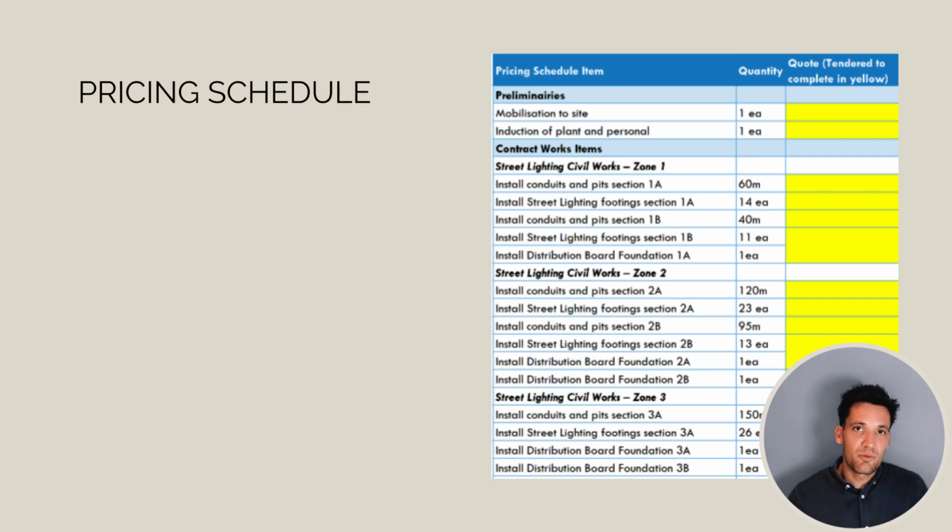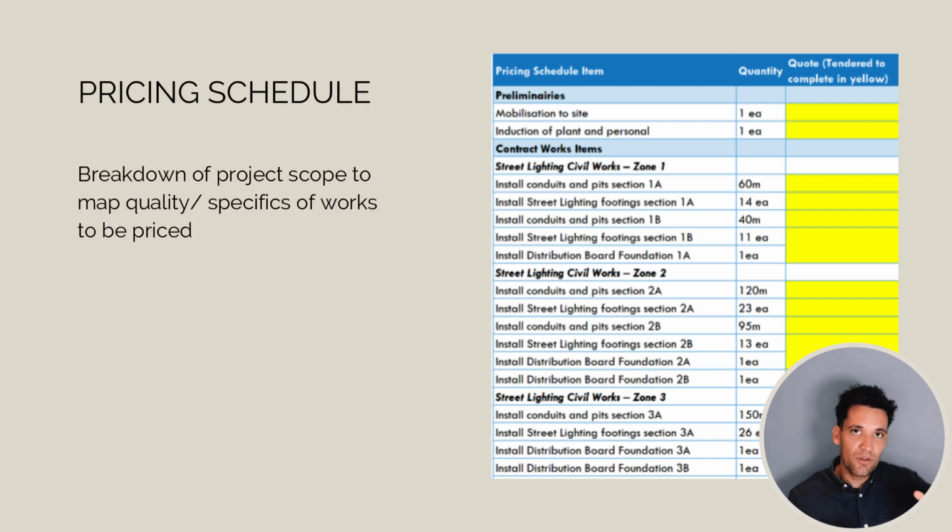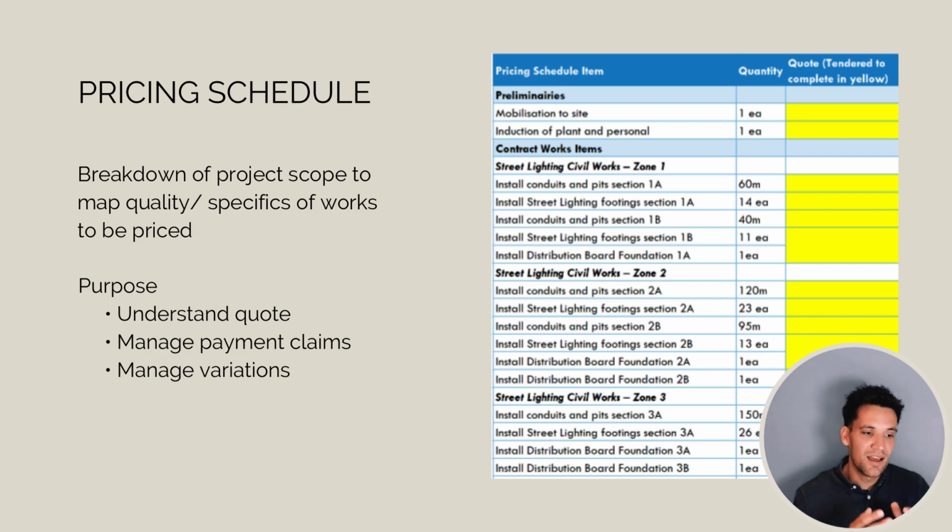The next attachment we want to provide is a pricing schedule. So a pricing schedule is a breakdown of the project scope to map the specific scope activities to line items in the quote. Basically helps us to understand the supplier's quote, manage payment claims, and manage variations.